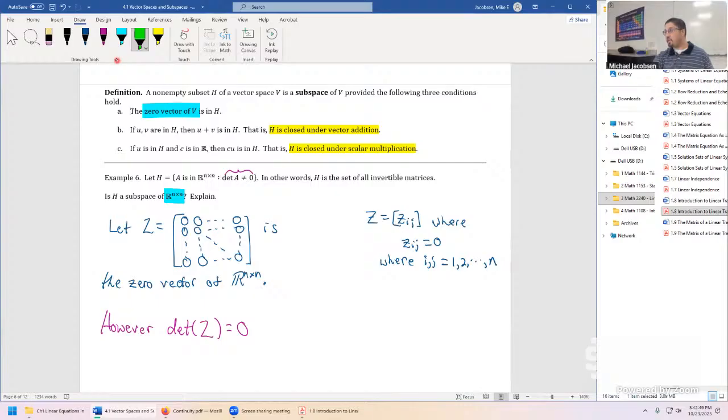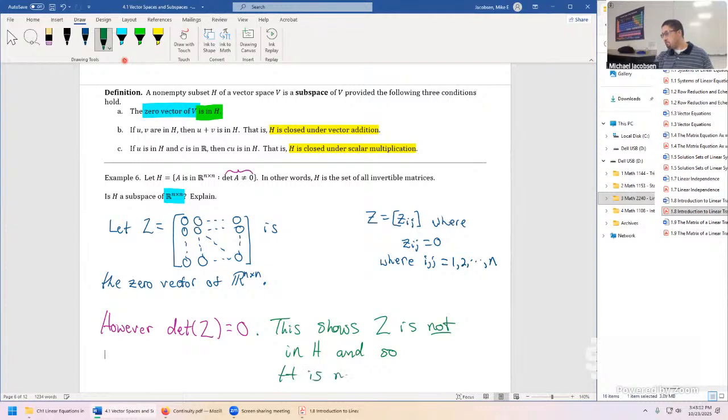And this tells us the following. We want to show the zero vector is in H, but it fails. This shows Z is not in H. And so H is not a subspace of R n by n.